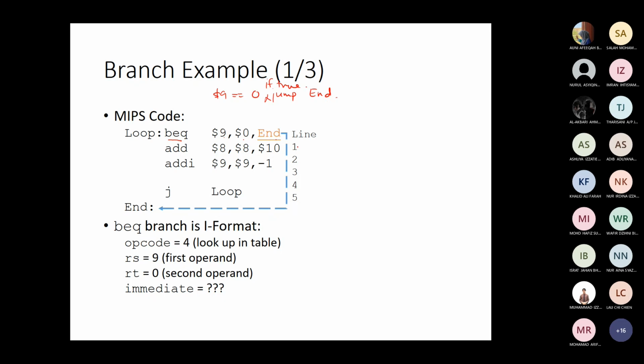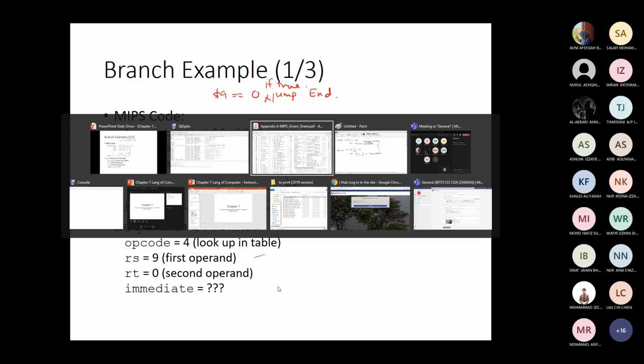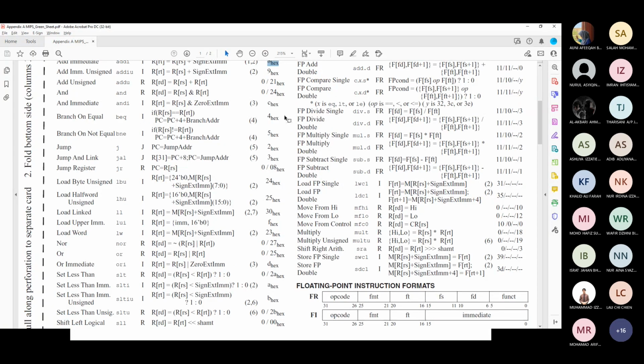If we want to jump to END, we would count the lines: this is line 1, line 2, line 3, line 4, and then this is line 5, which is END. So the branch format is I format. Look at the green sheet. Branch equal is 4 in the opcode, and it is an I format.